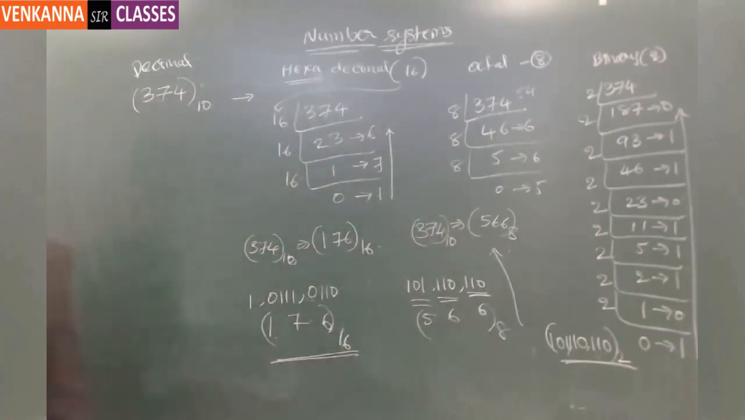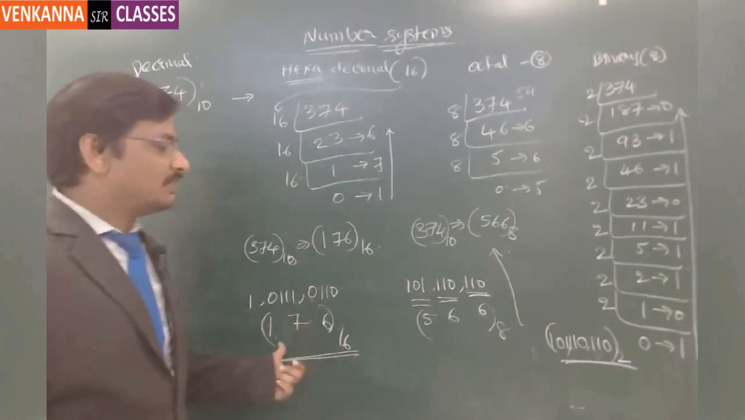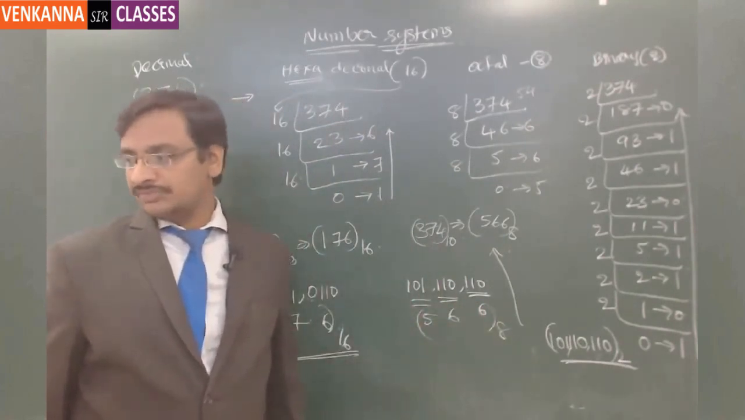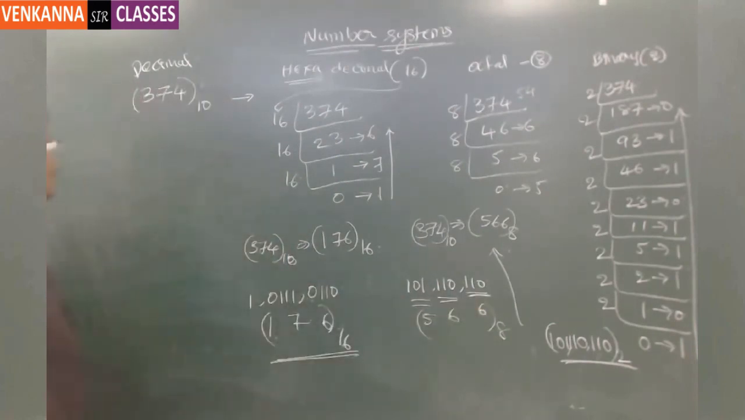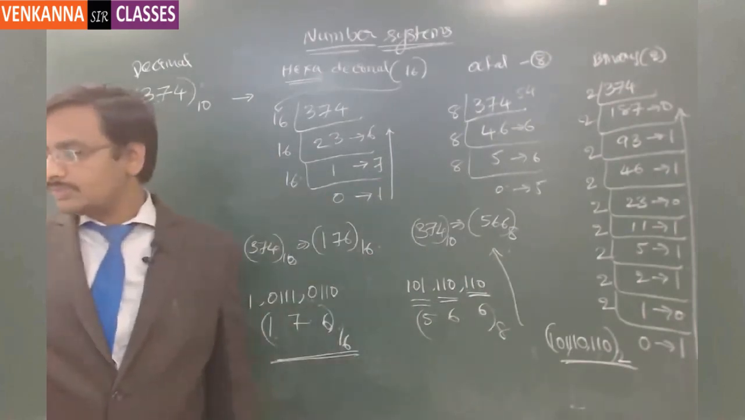Understood the concept? These are interrelated to each other. The octal number system, hexadecimal number system, and binary number system are equivalent to each other. Got it? So the conversion of this number, let us say 110. Anyway, I am going to explain elaborately. First you note down this.